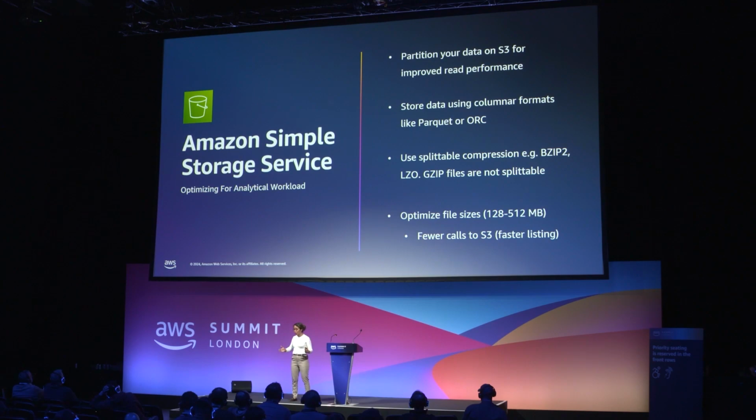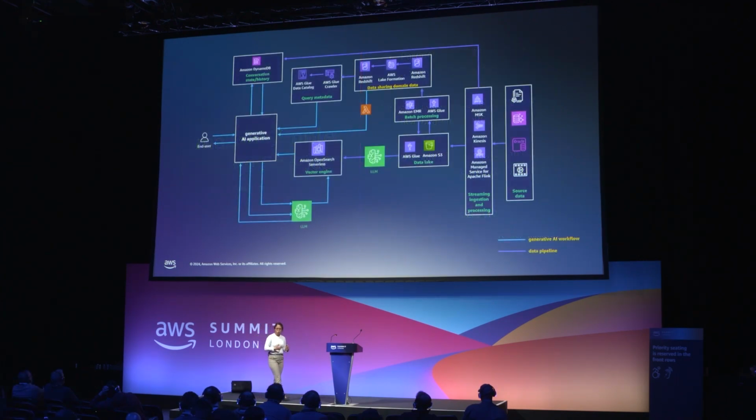Then store the data in columnar format like ORC or Parquet so you can scan less data. Compress the data in such a way so you can split it up so you can process parts in parallel. And finally, make sure the file size is not too large and not too small, between 128 to 512 megabytes. All of this is important because when you query data in S3, you want to be able to scan less data, use less I/O operation, and make everything run faster.